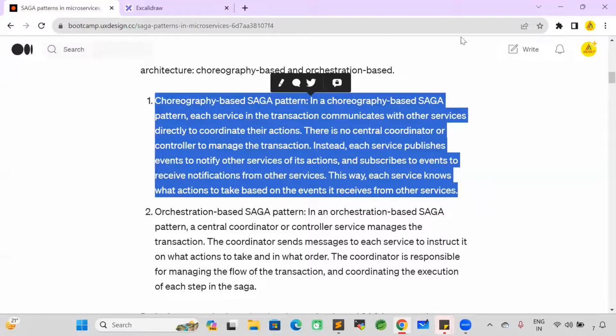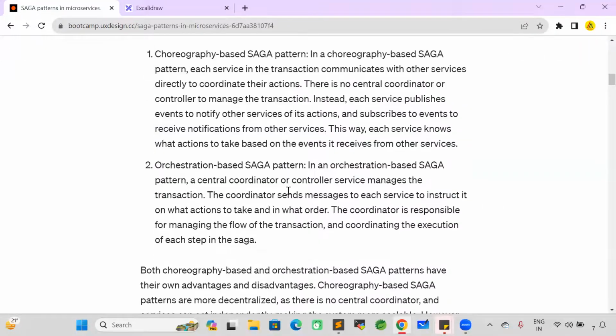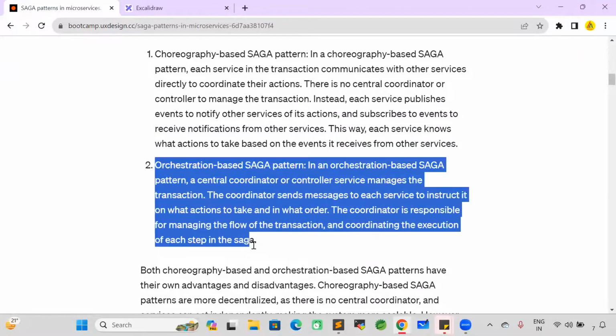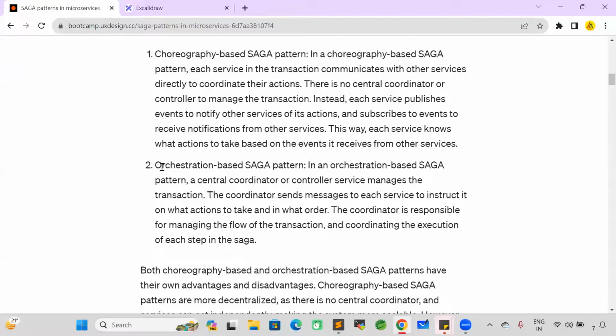What is the next approach available? The next approach is the orchestration-based SAGA pattern. So can you read what is the orchestration-based SAGA pattern? In the orchestration-based SAGA pattern, a central coordinator or controller service manages the transaction. The coordinator sends a message to each service to instruct it on what action to take and in what order. The coordinator is responsible for managing the flow of the transaction and coordinating the execution of each stage in the SAGA.